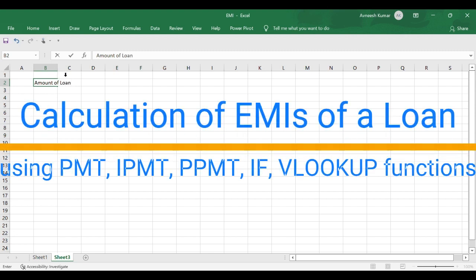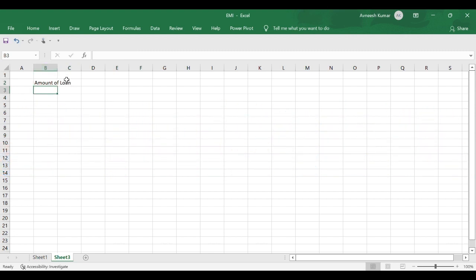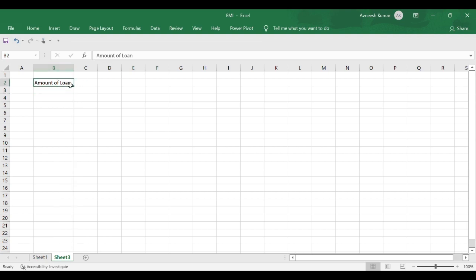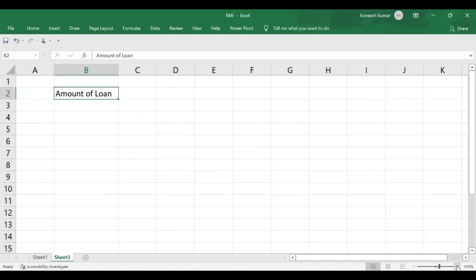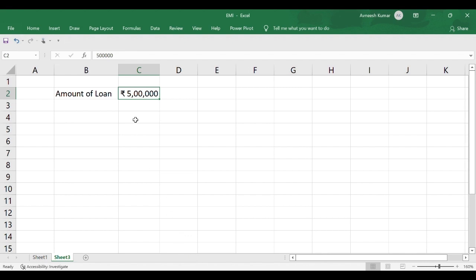in cell B2. To make it visible, let me magnify it. Okay, so amount of loan, for the time being we assume it to be like 5 lakh, and we may format this cell, as choose currency. For negative numbers we can choose rate and amount of loan.